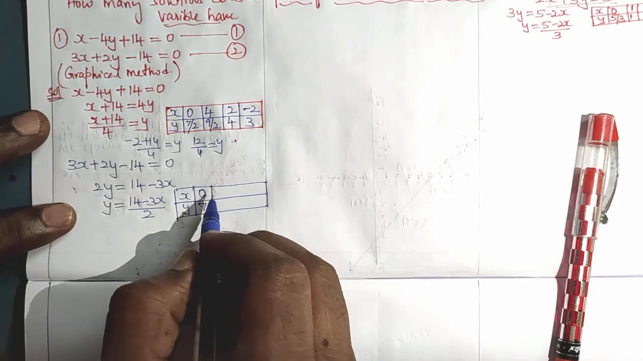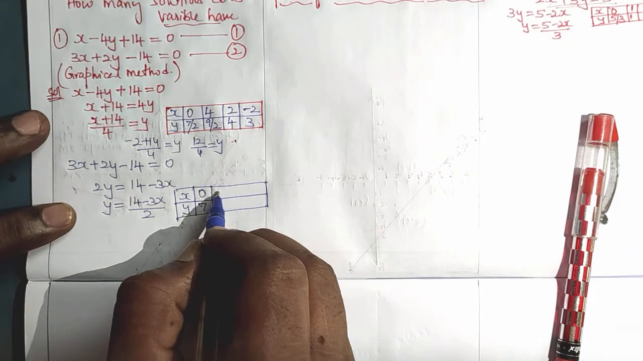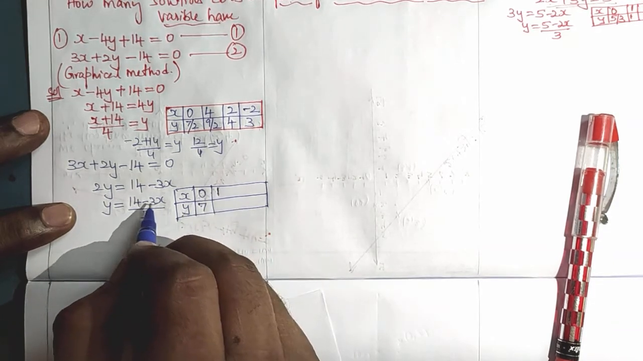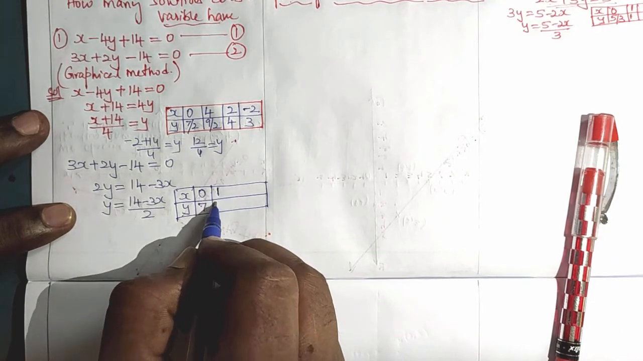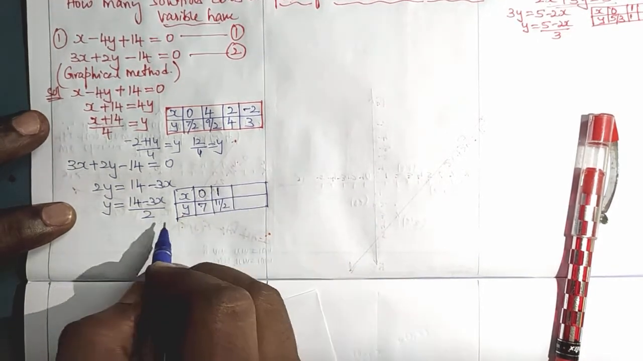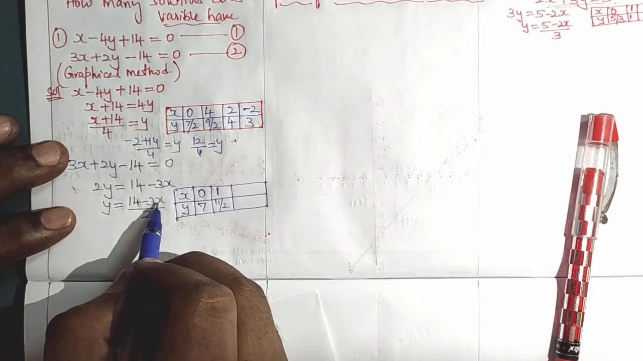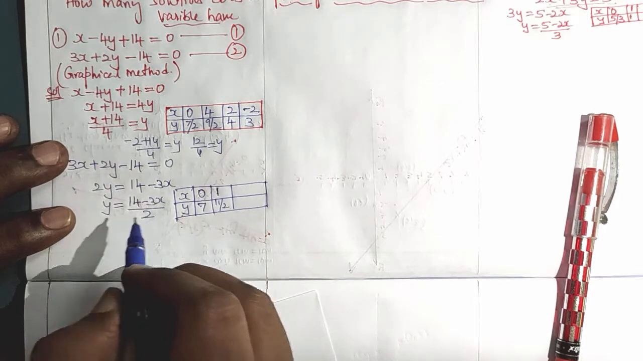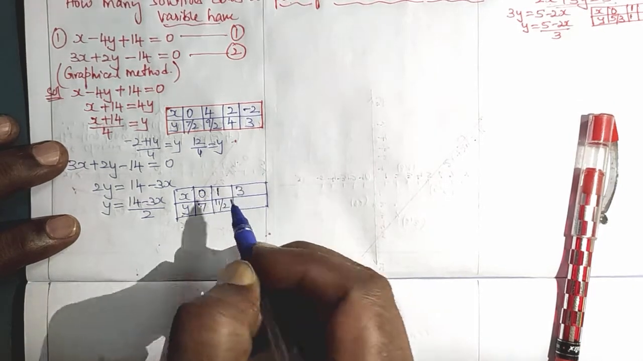It is difficult to plot it, but I will take 1 also, you see. If I take 1 here, 14 minus 3 is 11 by 2. 11 by 2 means 5.5. If I take another value, for example 2, 3 twos are 6, 14 minus 6 is 8. So I will take the next value.